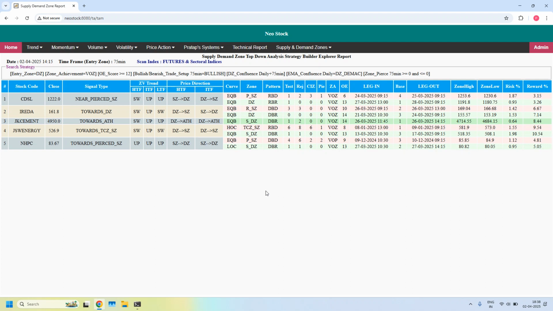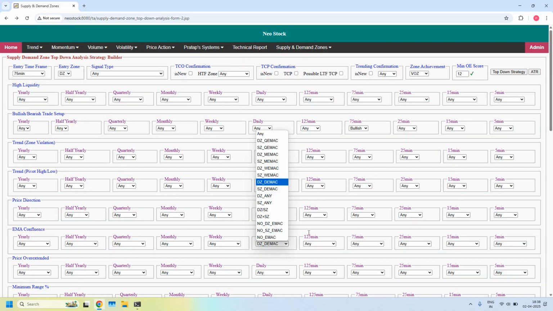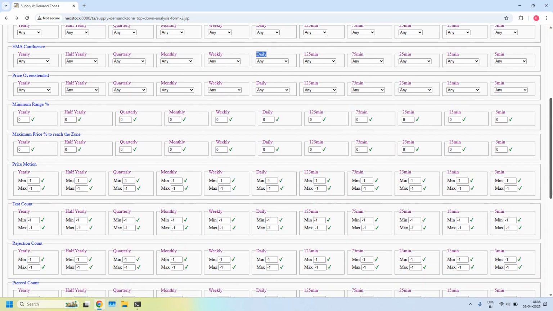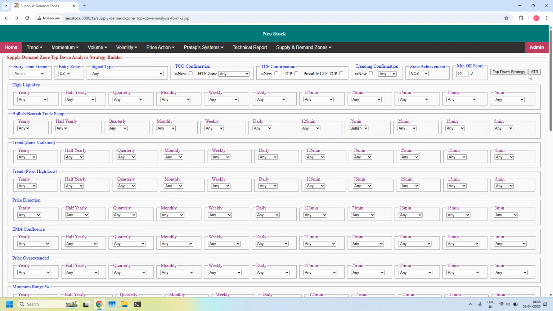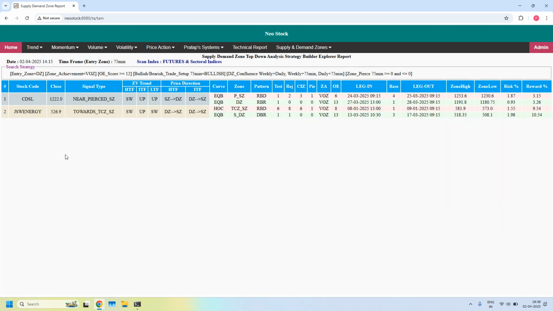Okay. Next we will look into LTF, ITF, HTF demand zone confluence supported stocks. 75 minutes, daily and weekly zone confluence. And removing EMA filter. In the demand zone confluence, we should set 3 filters. First filter is already enabled, 75 with daily confluence. Next 75 with the weekly demand zone confluence, and the daily demand zone with weekly demand zone confluence. With all the 3 filters, we got 2 stocks.